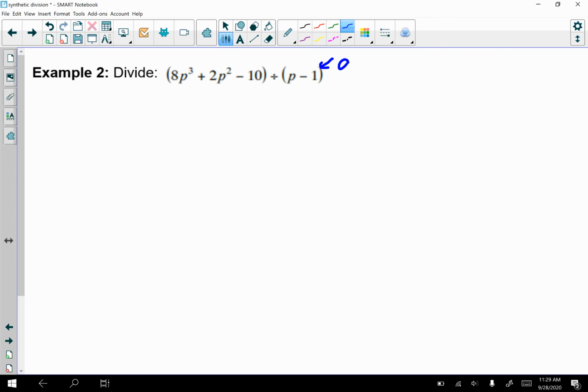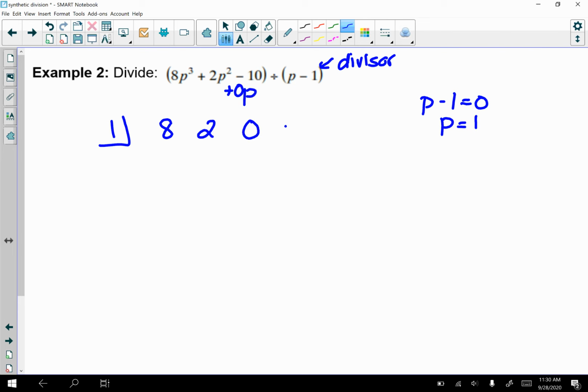So remember, this is my divisor. So p minus 1 equals 0. That means p equals 1. This is my 0. That number goes on the shelf. And then I need to make sure my other term is in standard form. Notice how I'm missing a 0p. So I'm going to put in that 0 as my placeholder. So when I list out my coefficients, I have 8, 2, 0, and negative 10.